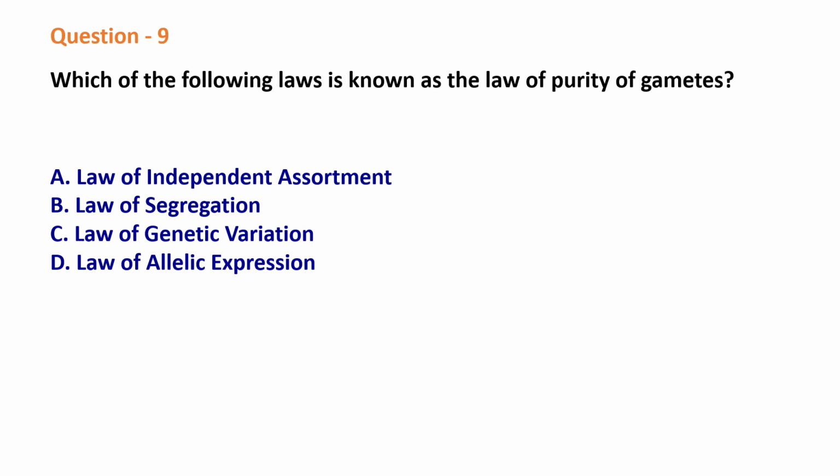Question 9. Which of the following laws is known as the law of purity of gametes? Options: law of independent assortment, law of segregation, law of genetic variation, law of allelic expression. The correct answer is law of segregation.